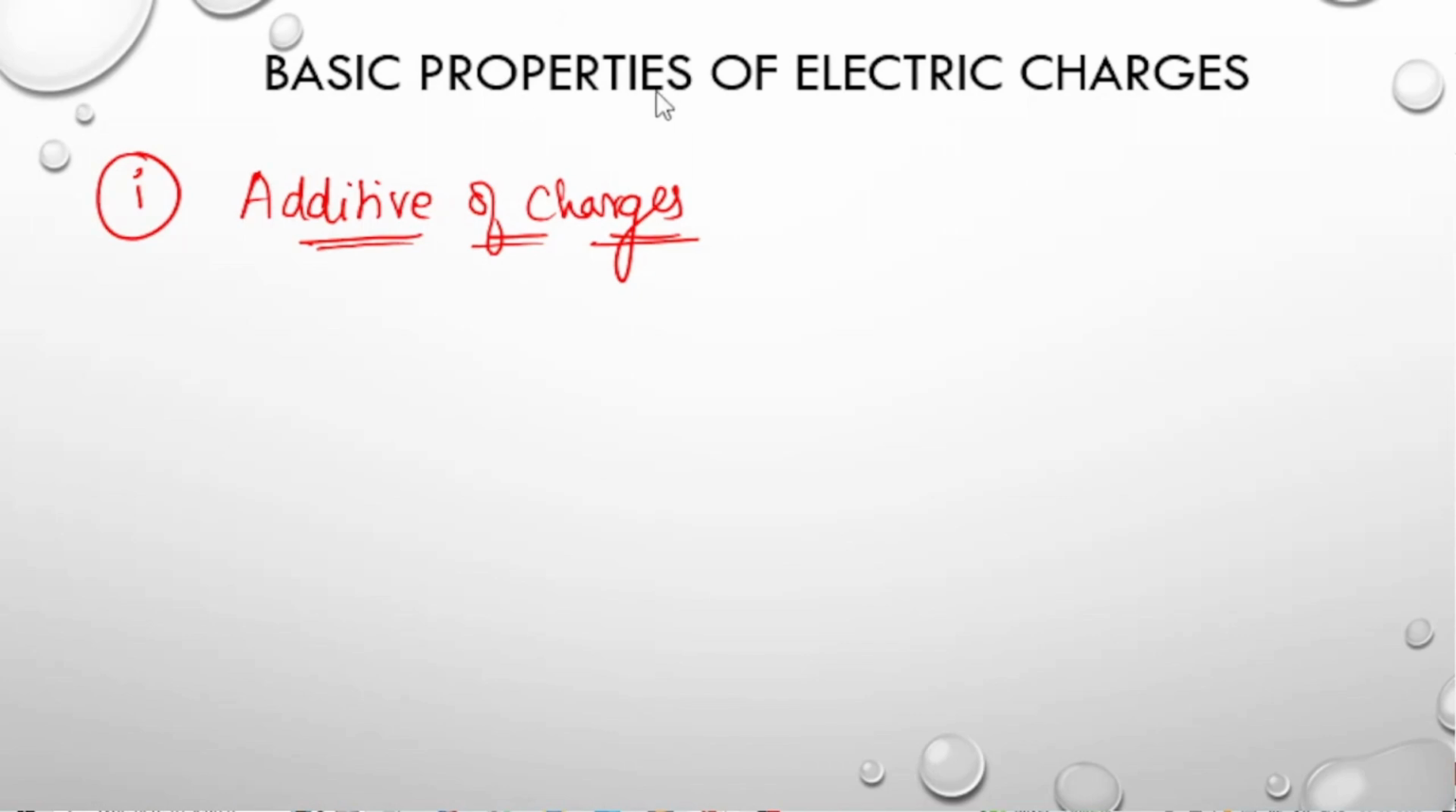Very simple concept. You have a collection of charges. For example, this is a surface where you have different charges, -5, +2, +3, -8, +5, +6, like that. You have so many charges. So what is the total charge present in this system? That is the additivity of charge. You add all the charges.